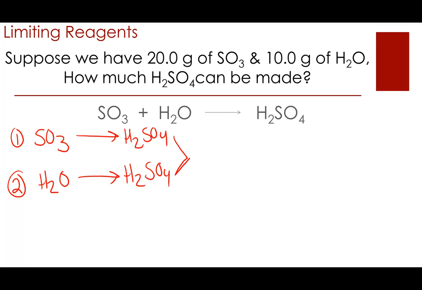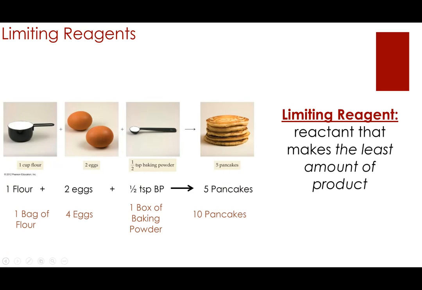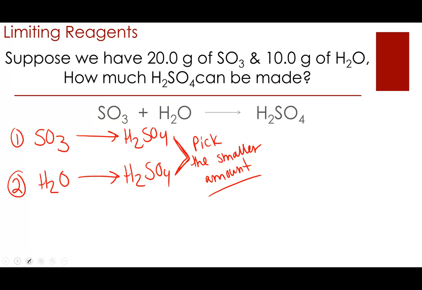So when we get to this step here, we're going to pick the smaller amount, right? So when we were looking at our pancake recipe, we can make a gazillion and a gazillion. But when we have eggs, we can only make 10 pancakes. That was the least amount of product. So that was the most we can make. So same thing here. We may be able to make a gazillion from SO3 and only 10 from the water, and we would pick 10. We would pick the smaller amount.